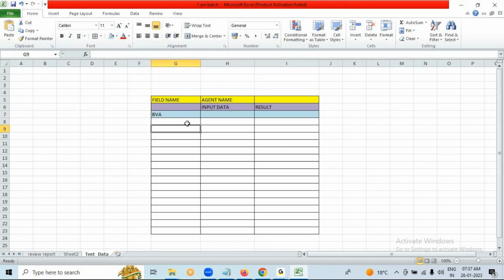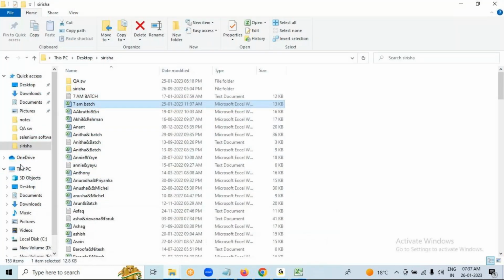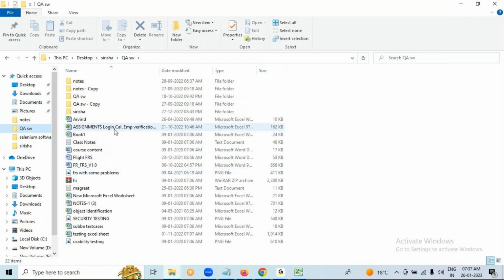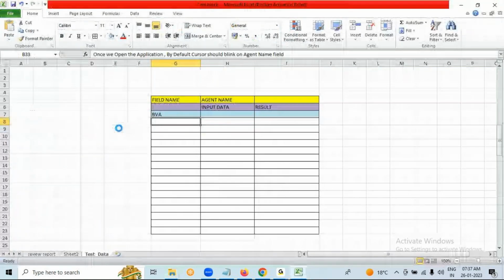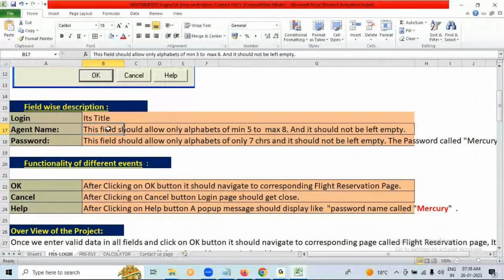Now you already know the requirement of agent name. Let me open the document first. Go to the agent name. Please read this agent name requirement thoroughly. The field should allow only alphabets of minimum 5 to maximum 8 and it should not be left empty. Right?